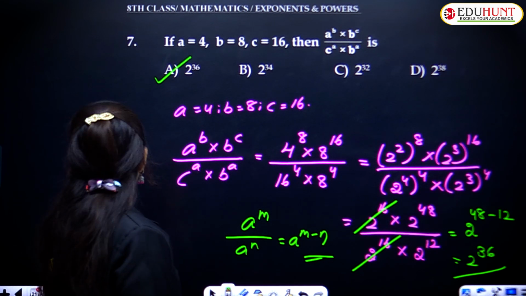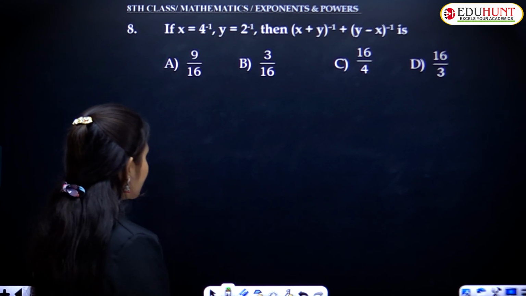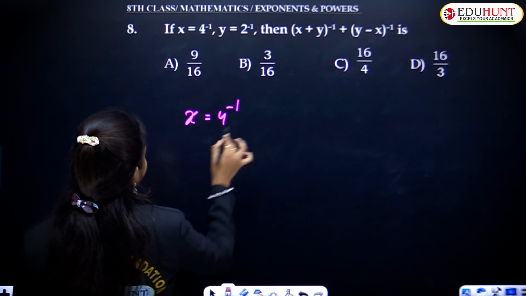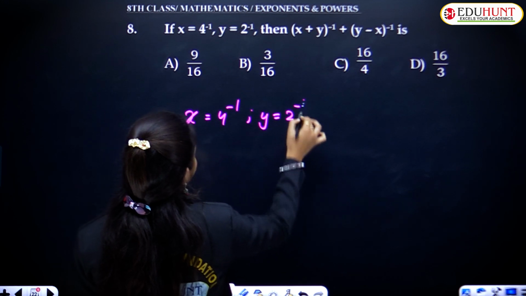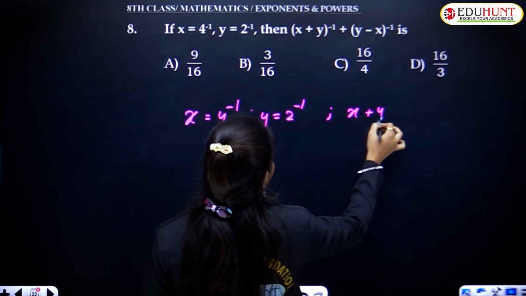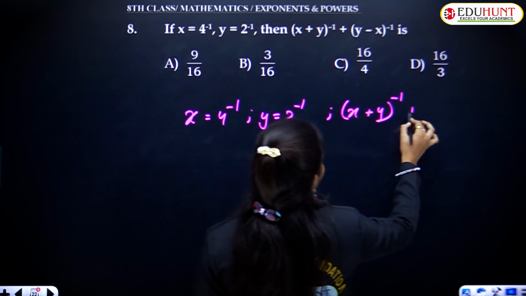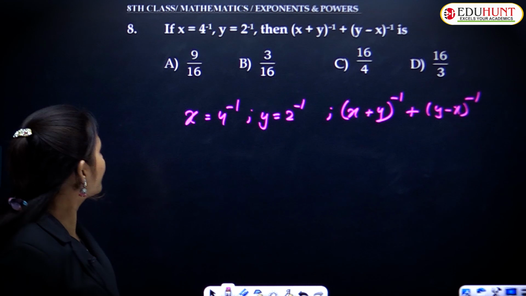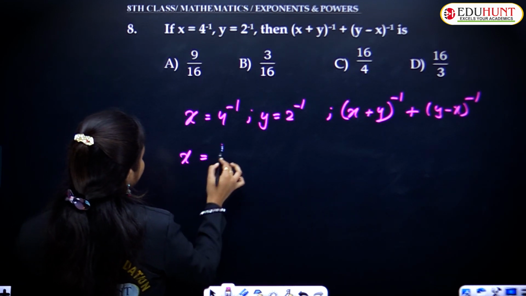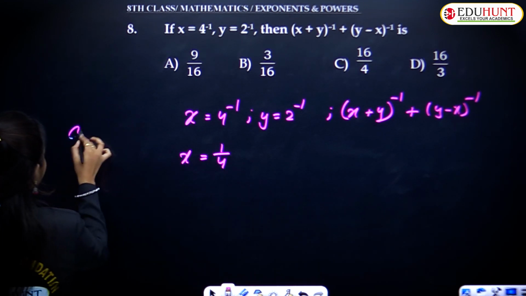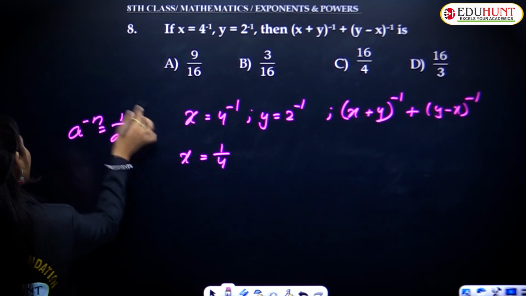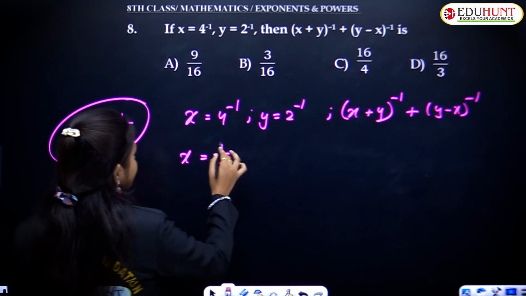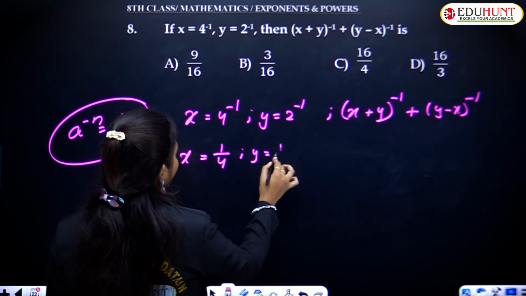Understand? Next, 8th question. If x is equal to 4 power minus 1, y is equal to 2 power minus 1, then we need to find the value of (x plus y) whole power minus 1 plus (y minus x) whole power minus 1. This value we need to find out. So see here, x is equal to 1 by 4. A power minus n is equal to 1 by a power n, this formula we have to apply in this total question. Single formula we have to apply here, that is x is equal to 1 by 4, y is equal to 1 by 2.